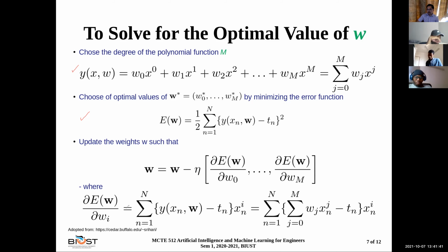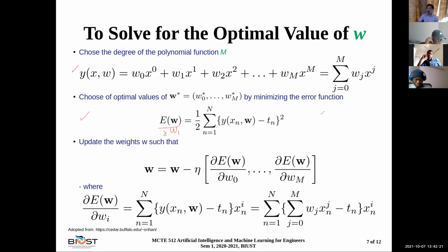The derivative is shown here. So if we take the derivative of E with respect to W1, how does it look like? We know that if you take the derivative, for example, here with respect to W1, what is that function? There's a 1/2.